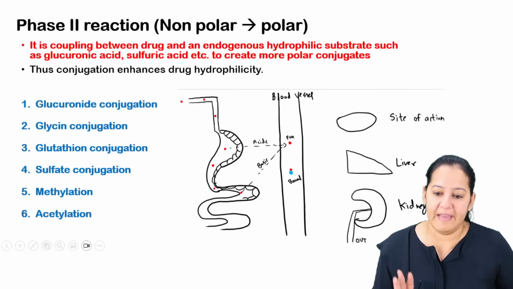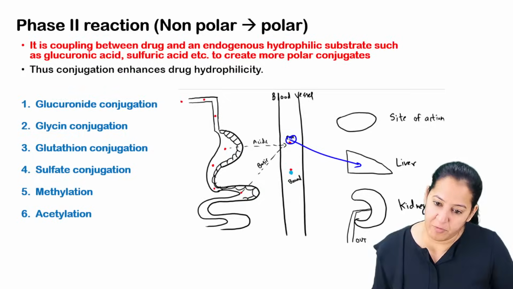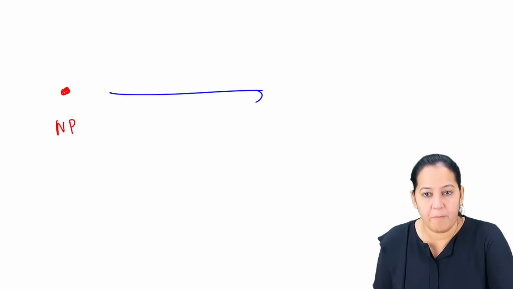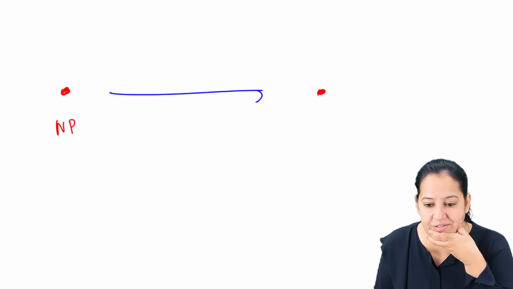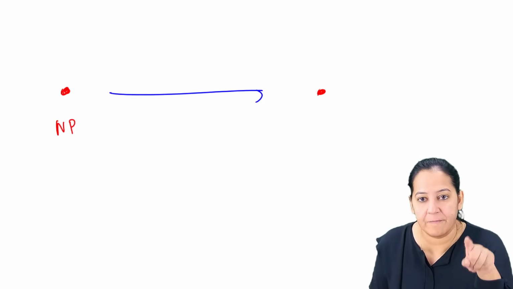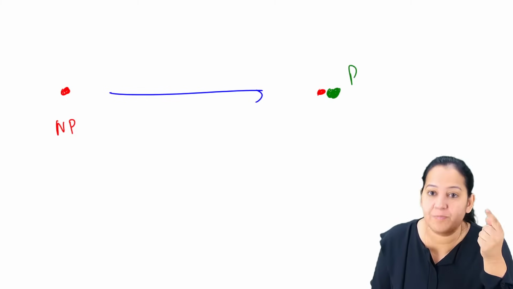In phase 2, again, this is the liver. So the drug is going into the liver. Liver, please convert me from non-polar to polar. This drug is non-polar, and the liver wants to convert it into a polar drug. What will the liver do this time? How will it get converted into polar? The liver will combine this drug with a substance. There is another substance, an endogenous polar substance.